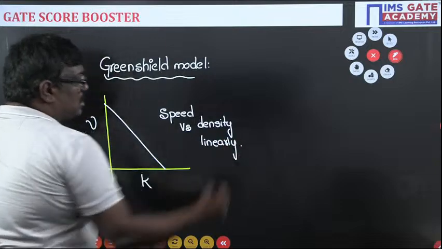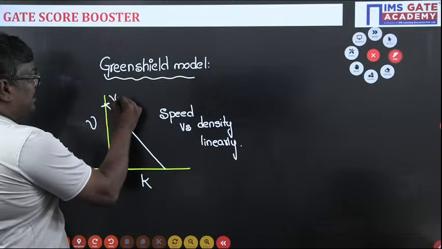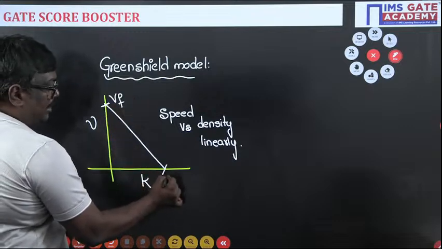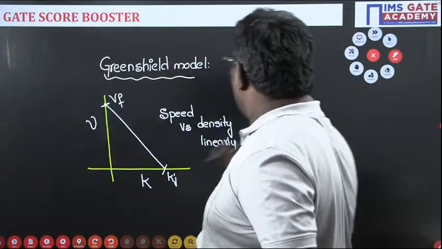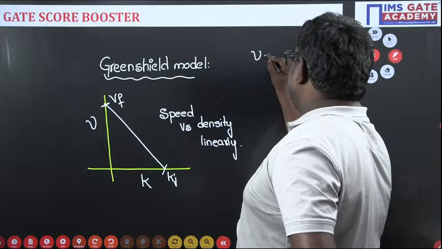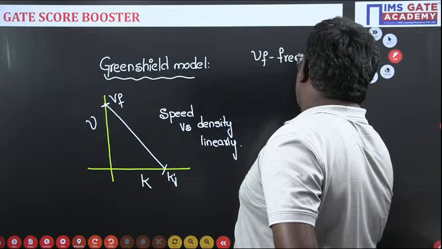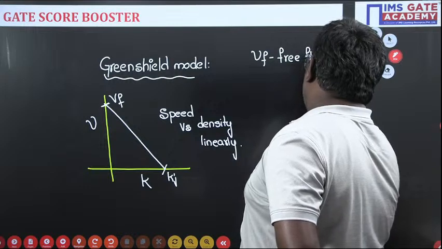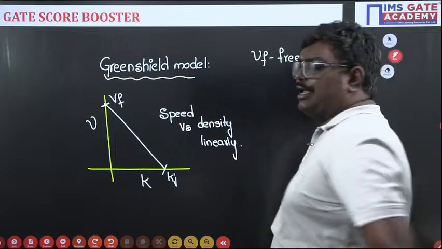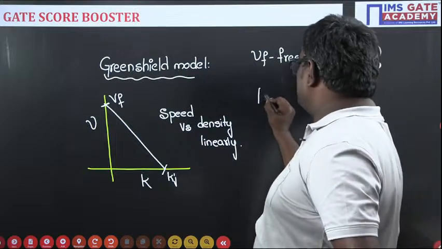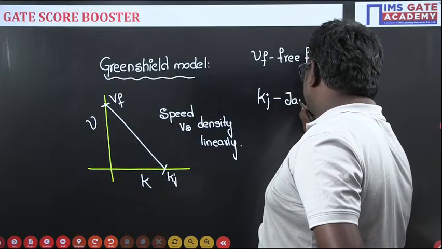Okay. Now see, my dear students, this is called Vf, and this is called Kj. Now my dear students, let me tell you, Vf is known as free flow speed. Similarly, Kj is known as jam density.